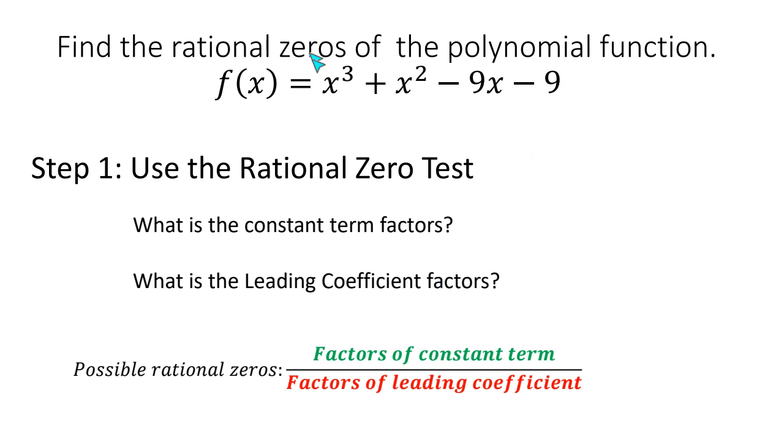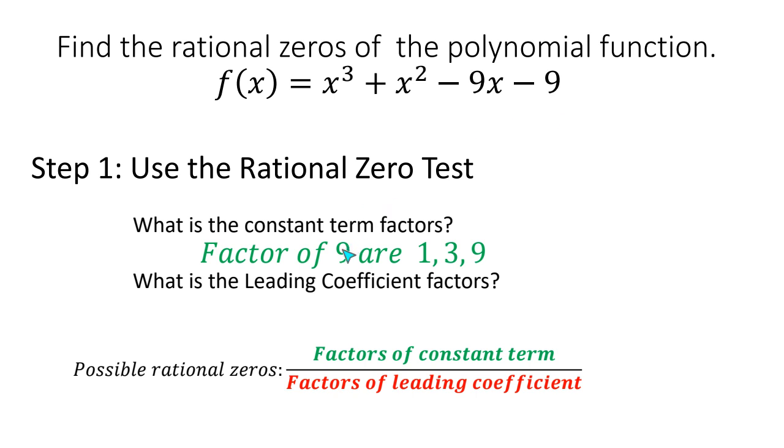My leading coefficient is 1. Your leading coefficient is always going to be in front of the variable with the highest power. So that's why it's 1 for this one. Now what we want to do is find the factors of 9.